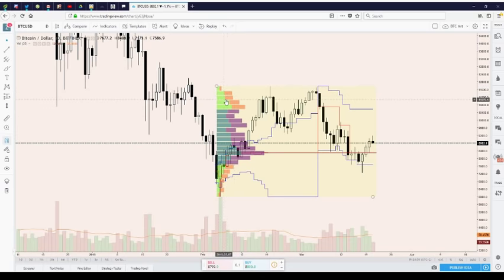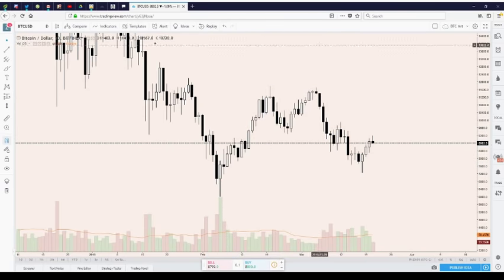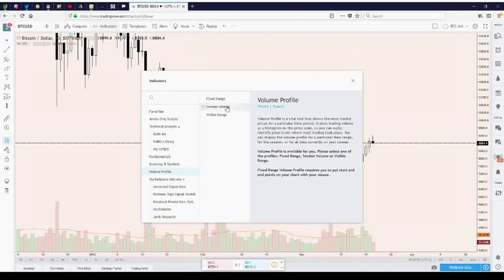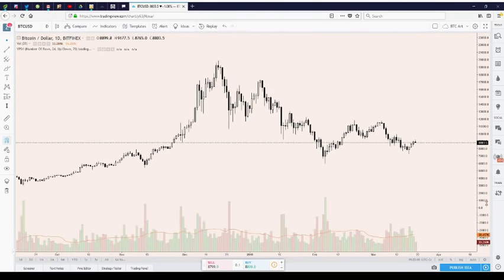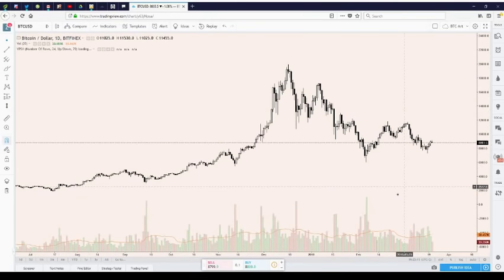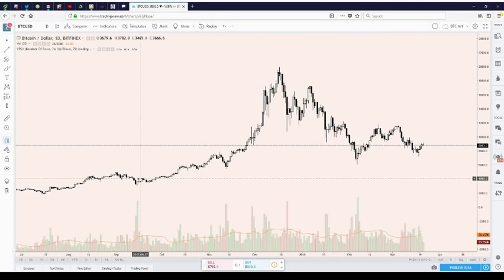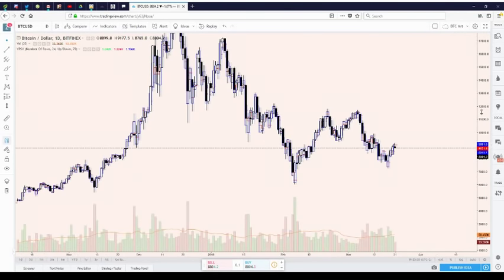So let me get rid of this one. I'll show you guys the session volume. The session volume is basically just the volume per session. The way that it's broken down is that each daily candle represents one session. And you're not really going to see much.